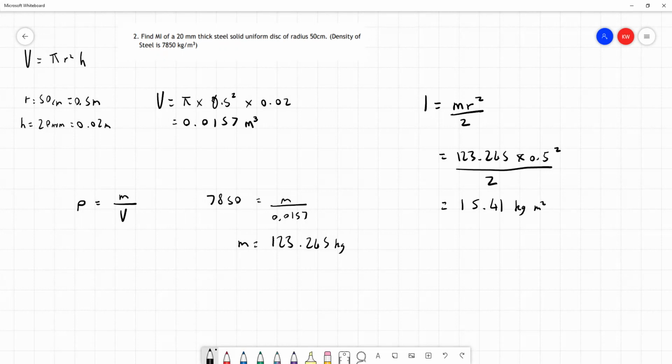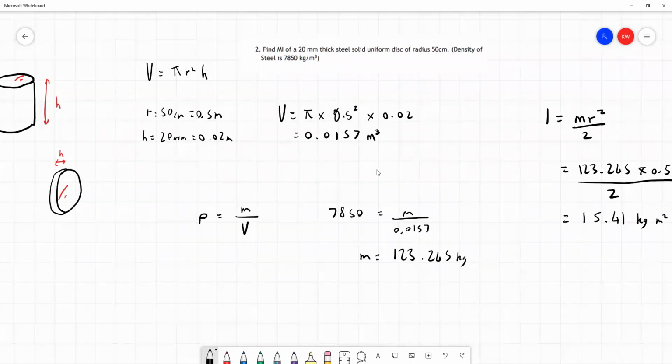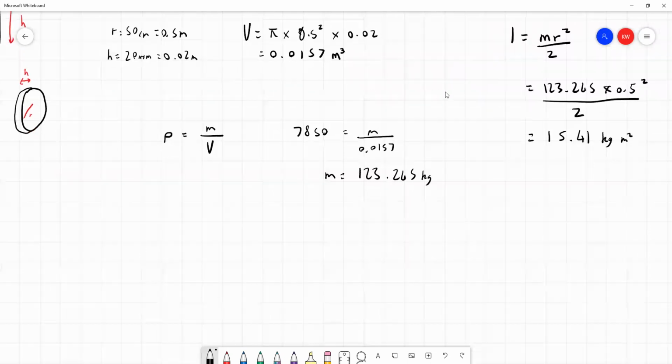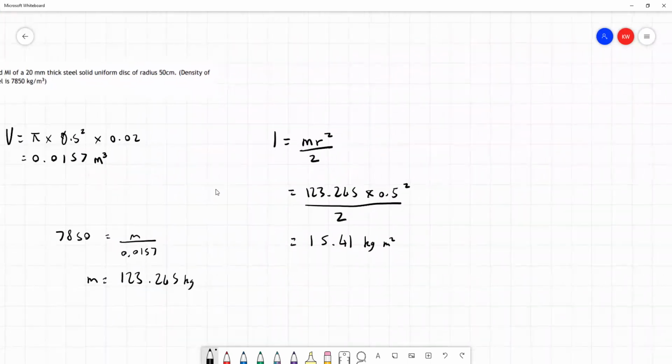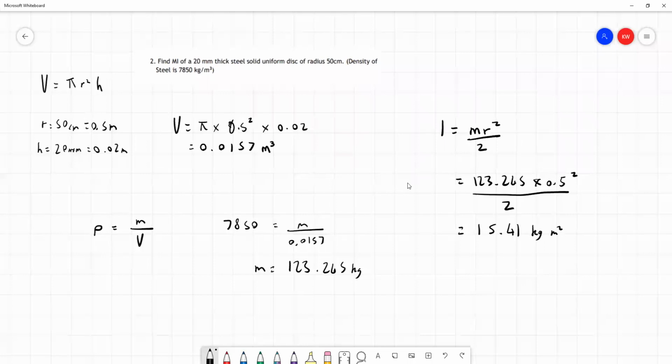So in a question like this, in which you're given the density of the material and you're given the thickness of the disk, this is the clue that you need to calculate, first of all, the volume of the disk, and then use that volume with the density in this second formula here to calculate the mass. Then it's back to our standard approach for calculating moment of inertia for a solid uniform disk when we know its mass and its radius. And that completes question 2 from tutorial 3 on the course notes, page 8.